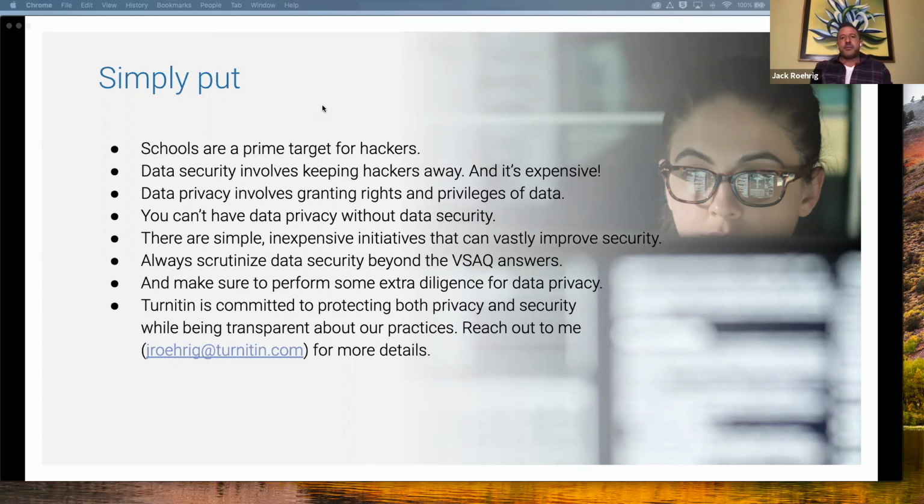And what I want to be first and foremost about, because of course I represent Turnitin, is that we are protecting both the privacy of our students, and we care very much about security.